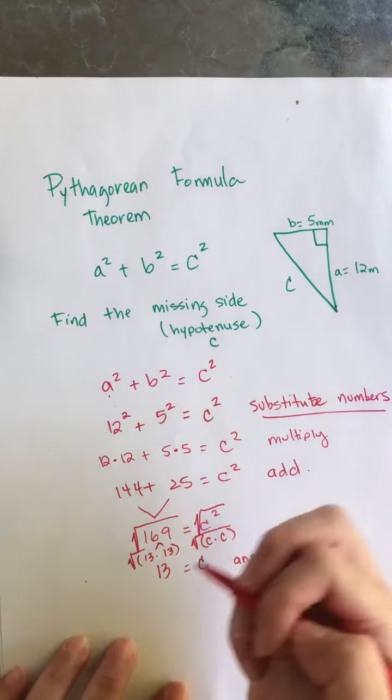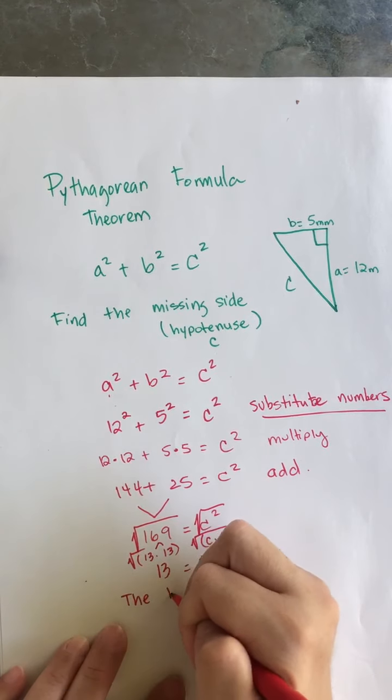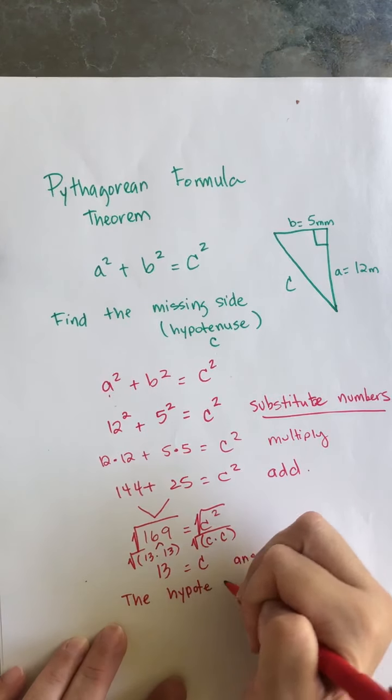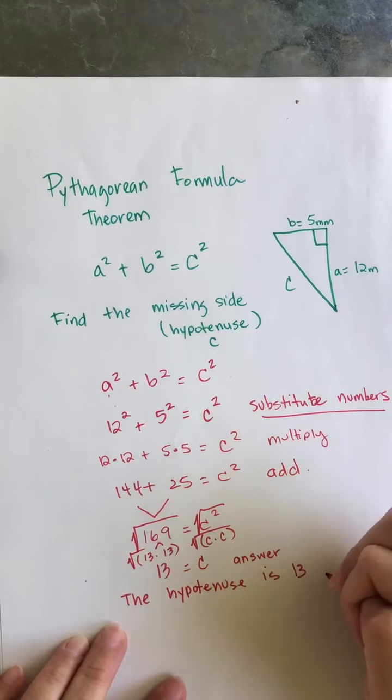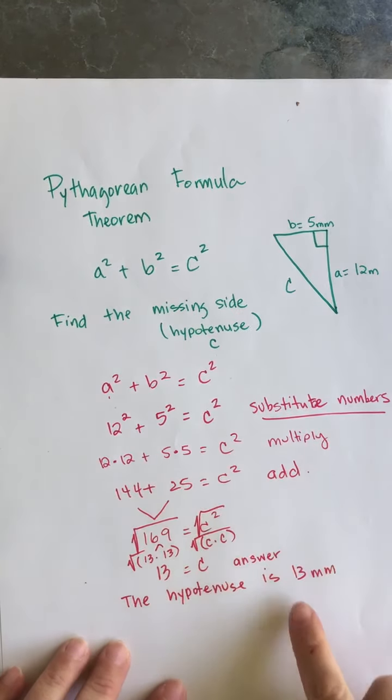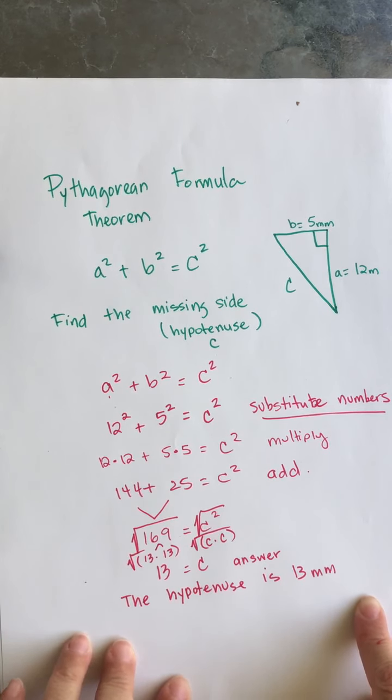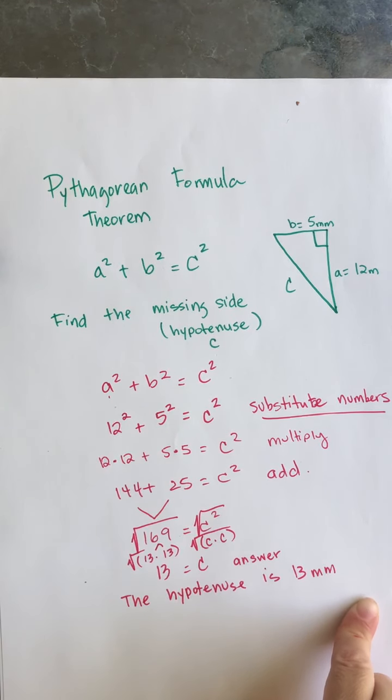You can also say the hypotenuse is 13 millimeters, okay? The hypotenuse is 13 millimeters, all right?